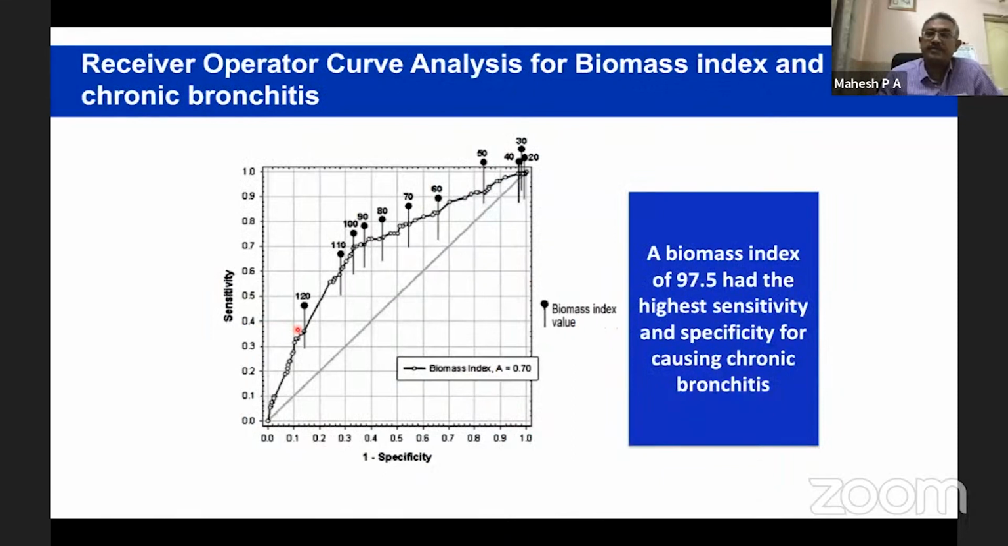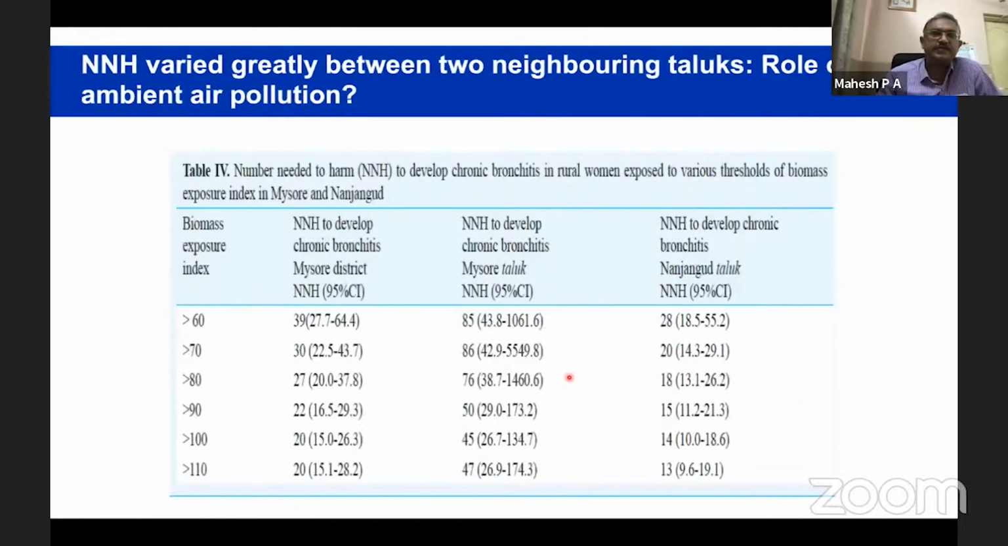But the highest sensitivity and specificity was with the biomass index of around 100. That's the minimum exposure needed to cause respiratory disease. Maybe 100 is when you have a very high risk of having disease.